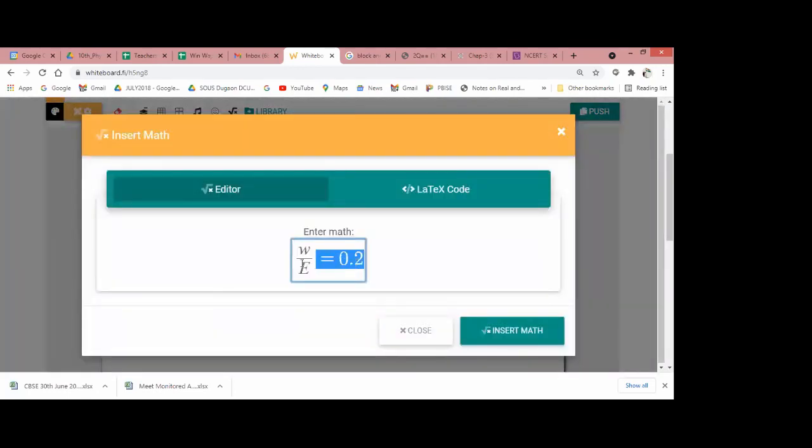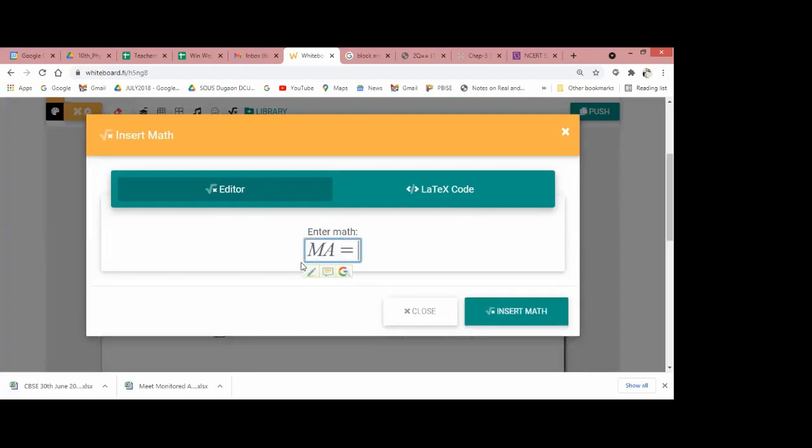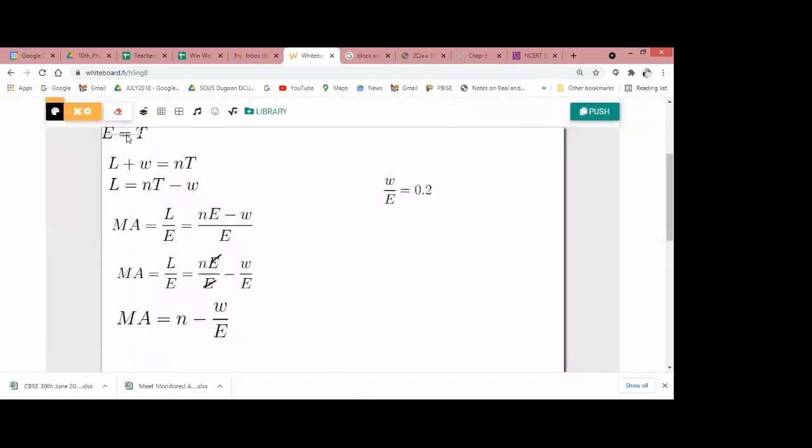N minus W upon E is equal to 5 minus 0.2, which is equal to 4.8. Agreed? Yes, sir. So is it less than 5? Is it less than the number of pulleys? Yes, sir.